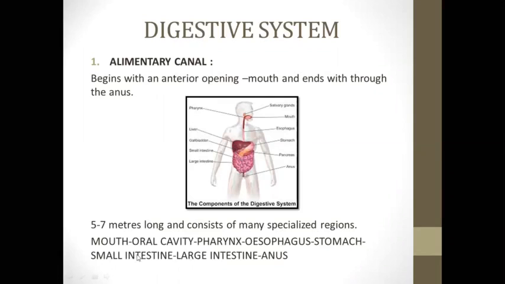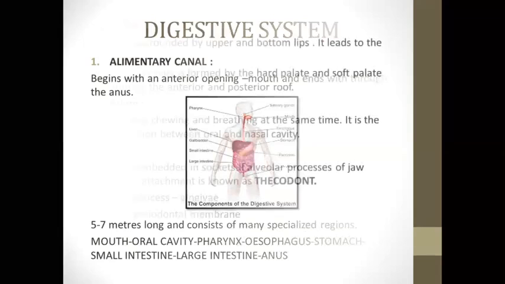So you could just remember it like this: MOP, OSSLA. So MOP, OSSLA. This will enable you to remember it. When you say MOP, it is mouth, oral cavity, pharynx, and OSS will be esophagus, stomach, small intestine, and LA, that is large intestine and anus. In this way you can remember all the parts.